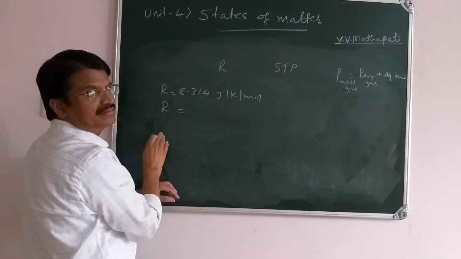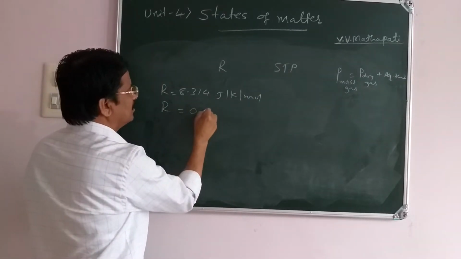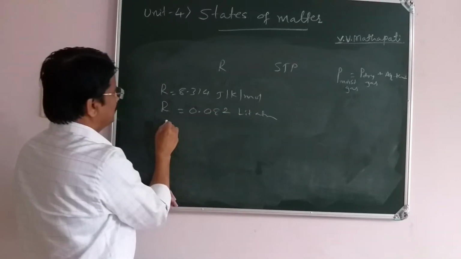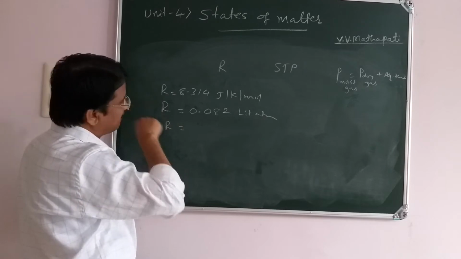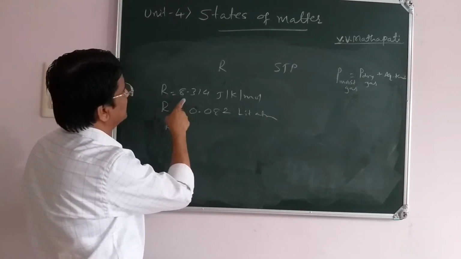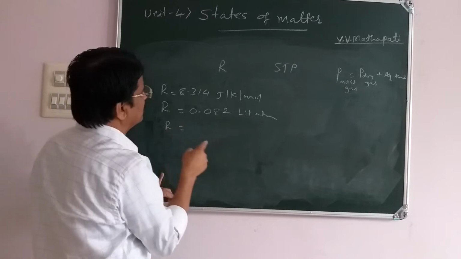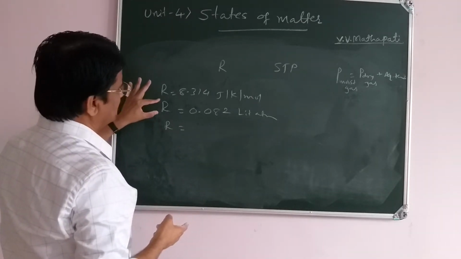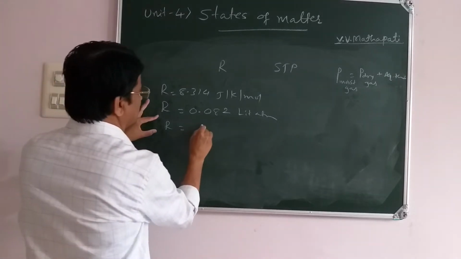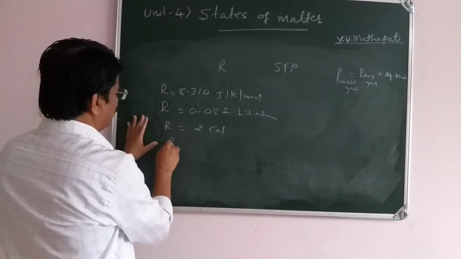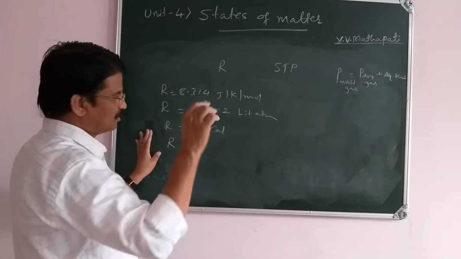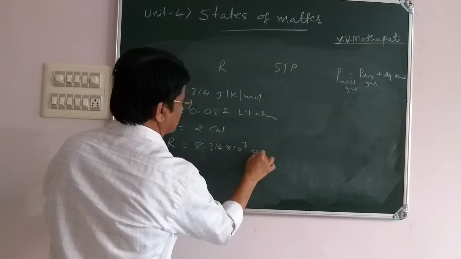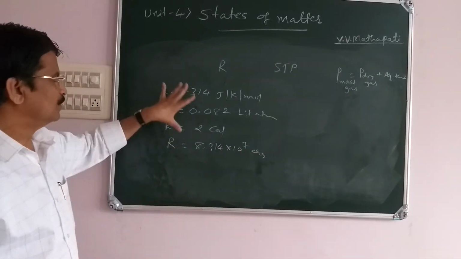Value of R in liter atmosphere is 0.082 liter atmosphere. Value of R in calories is about 2 calories. Value of R in ergs is 8.314 into 10 to the power 7 ergs. So all the values are important.